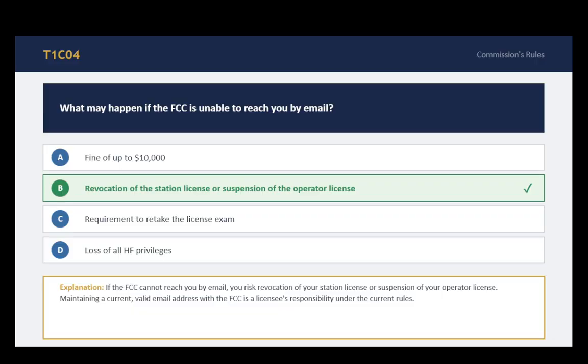What may happen if the FCC is unable to reach you by email? The answer is B. Revocation of the station license or suspension of the operator license. If the FCC cannot reach you by email, you risk revocation of your license or suspension of your operator license. Maintaining a current, valid email address with the FCC is a licensee's responsibility under the current rules.